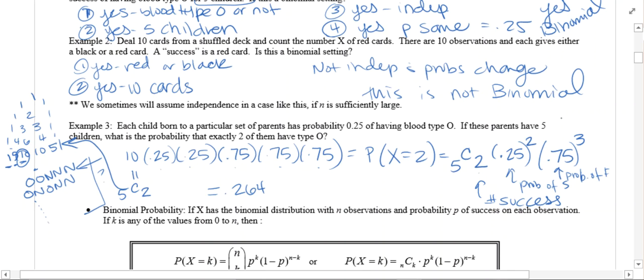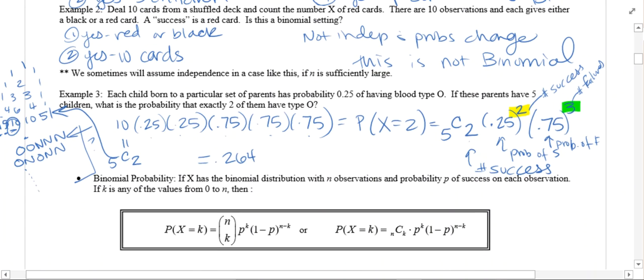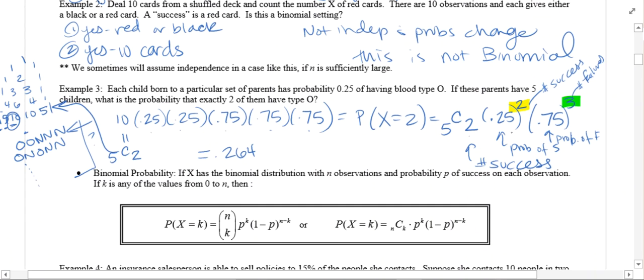And then these numbers up here, this is how many successes, and this is how many failures. Okay, so this is the number of successes, and this is the number of failures. Those always have to add up to your total. So we have 5 altogether, so we have to have 2 successes, 3 failures. Those exponents will always add up to however many you have, so 5 in this case. And your probability of success and failure should be opposite, so they should add up to 1.